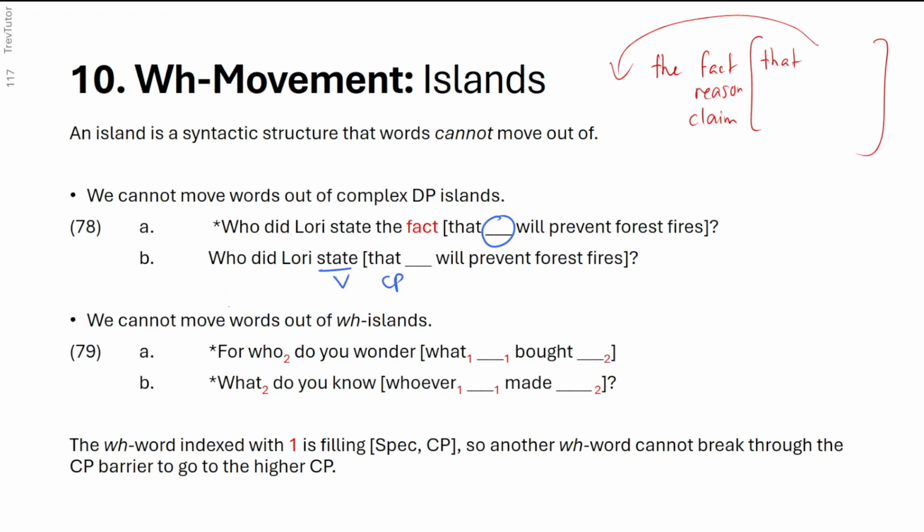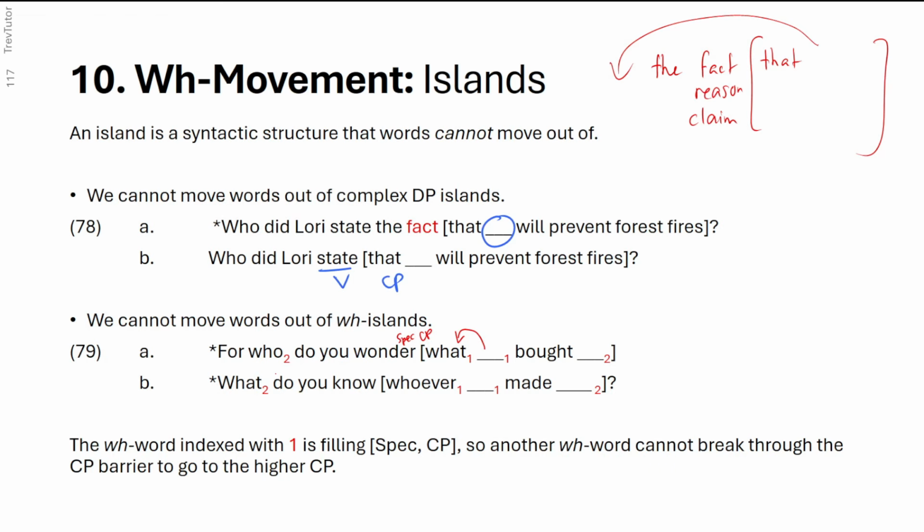We also can't move words out of WH islands, these embedded WH clauses. So, who do you wonder what bought? That is ungrammatical. We already have movement from the subject to be what in this case. So we have something filling the specifier CP position, which means we're not going to be able to take another word and move it into that same position and keep moving it out. In other words, the spec CP is already occupied by the subject, so we can't form a question with the object.